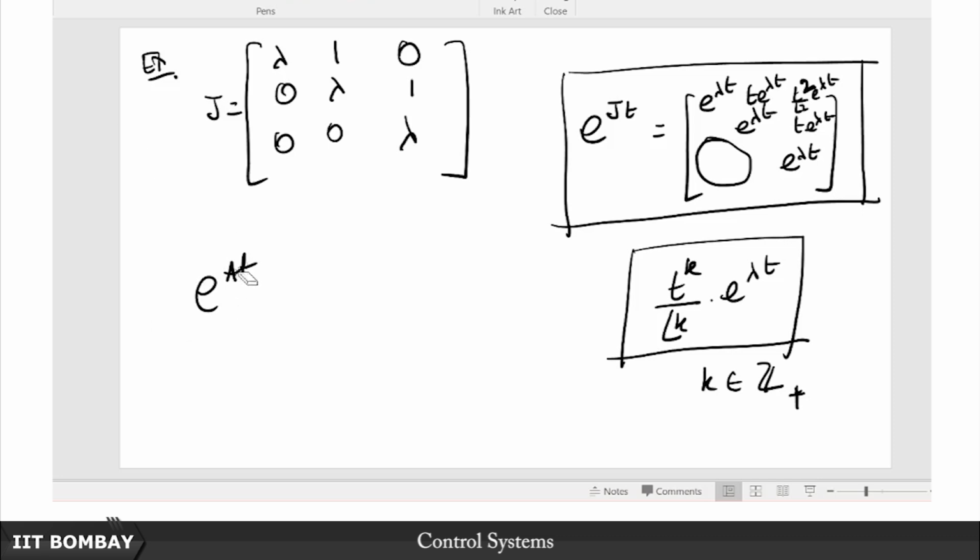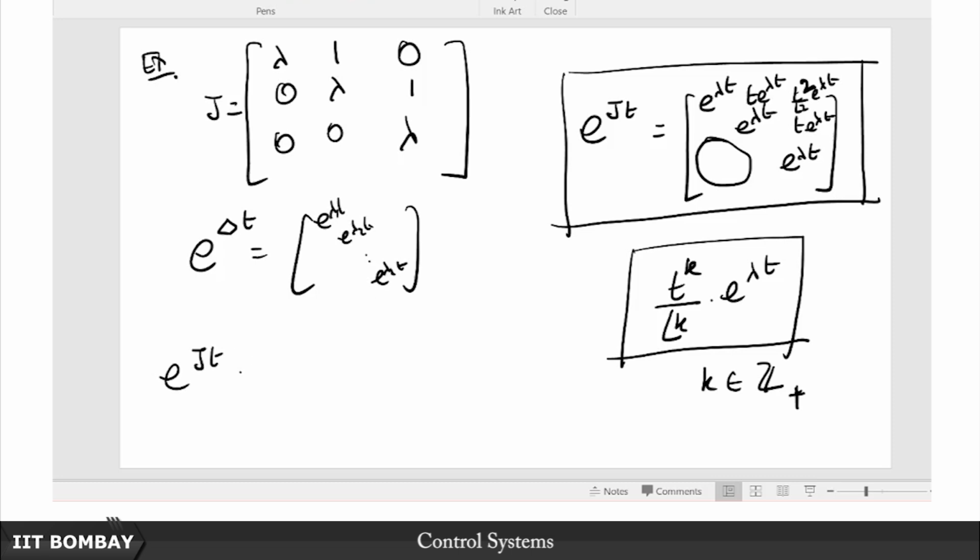Now I am going to make another claim which will not be very much off. You have seen what e to the lambda t looks like, that is just going to be like e to the lambda 1 t, e to the lambda 2 t, so on and so forth till e to the lambda n t, and you have seen what e to the Jt looks like, that looks something like e to the lambda t, e to the lambda t, so on till there is a block like this, and in the super diagonals you will have t to the k e to the lambda t like this, only terms of this form.